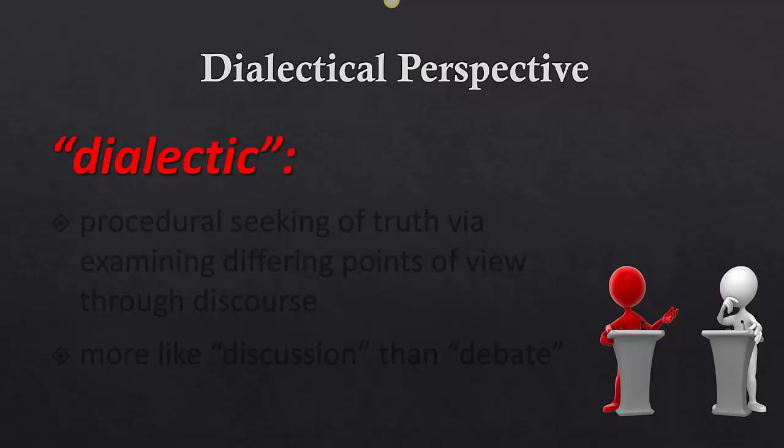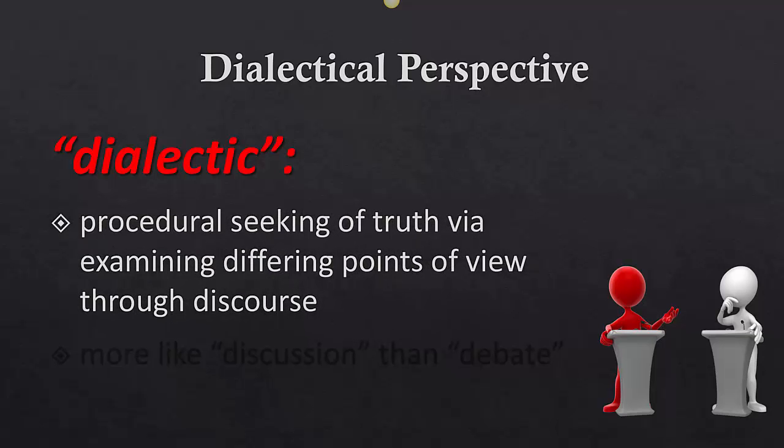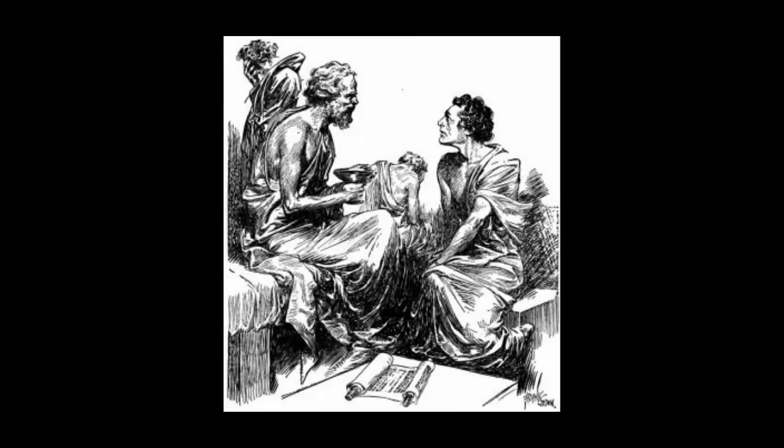Dialectic is an approach to truth-seeking that goes all the way back to the philosophy of ancient Greece. It's a procedural seeking of truth via examining differing points of view through discourse. You can think about it in terms of the testing of ideas against each other in a debate, and the quintessential approach to dialectic that arose in ancient Greek philosophy were the conversations that were depicted in the dialogues written by Plato, where Socrates would question and cross-examine different folks as they tried to determine together the meaning of concepts like love or the good life.